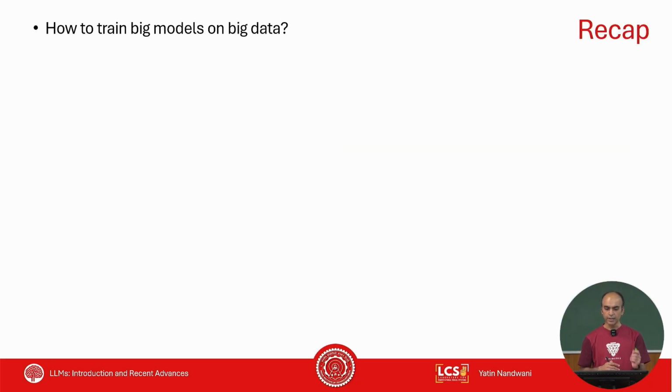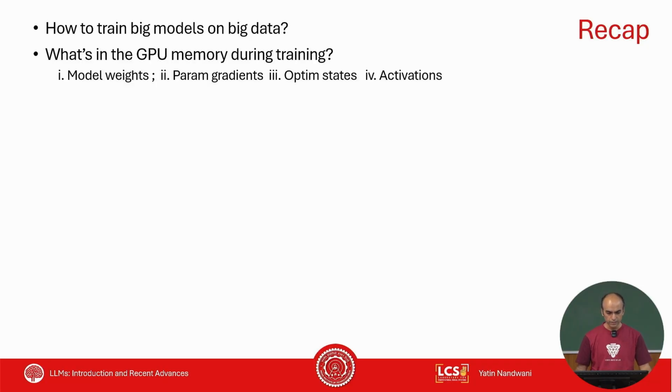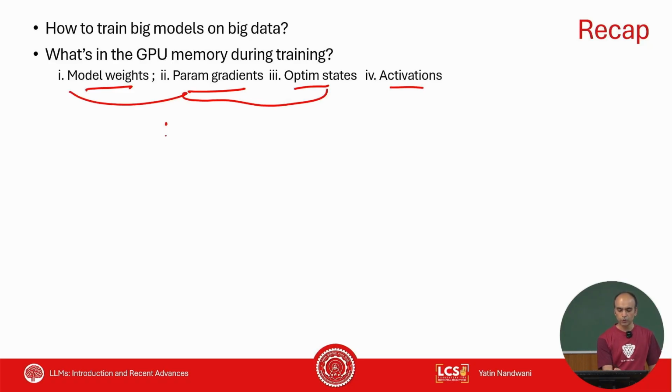Our objective was to train big models on big data. We saw that one GPU memory is not sufficient. To understand that, we looked at what lies in the GPU memory during training. There are 4 parts to it: model weights, parameters, optimizer states, and activations. We saw that these 3 are proportional to h square plus h. We have 12 of these and 13 of these per layer, right?